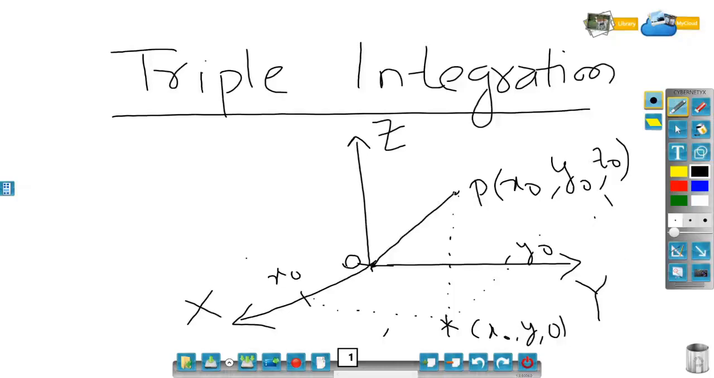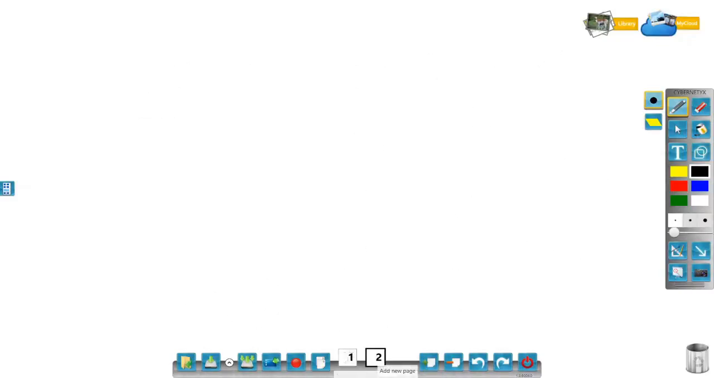While evaluating triple integration, we had a systematic procedure for double integration. On the same line, we will have a systematic procedure for the triple integration. So let me have a question.